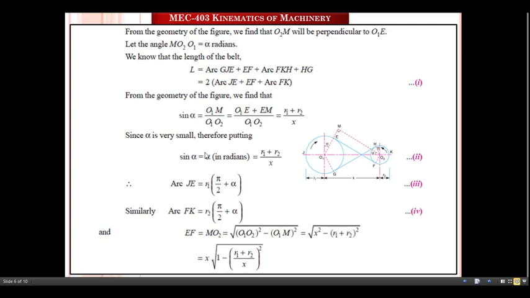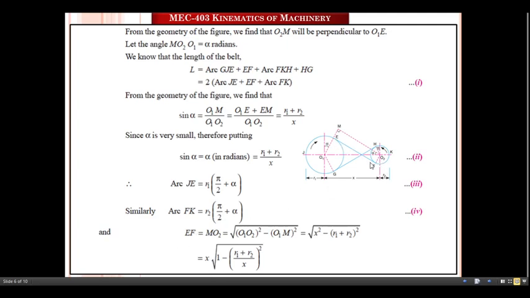So for a very small value of sine alpha, you can just consider it as alpha. So alpha equals (R1 plus R2) divided by X. Now arc JE is nothing but R1 into this angle, pi by 2 plus alpha. Similar case with the next one, FK. Arc FK is nothing but R2 multiplied by pi by 2 plus alpha. Here one alpha with us and here pi by 2 with us.